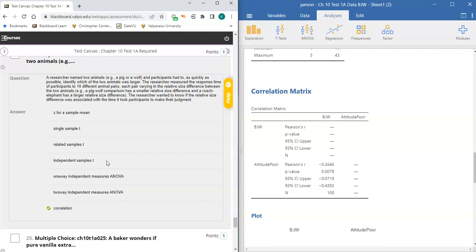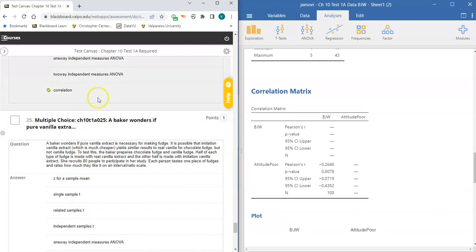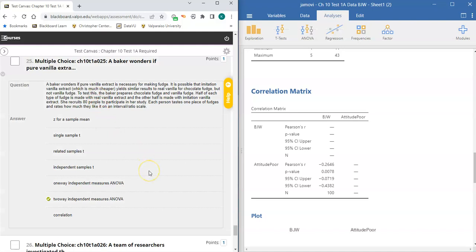So here we're measuring how quickly people make the judgment based on the relative difference in these animals in the real world. That's the correlation between the size difference and how long it takes them to actually make the judgment. Both of those variables are measured on an interval ratio scale, and so that makes this a correlation. It would specifically be a Pearson's correlation.